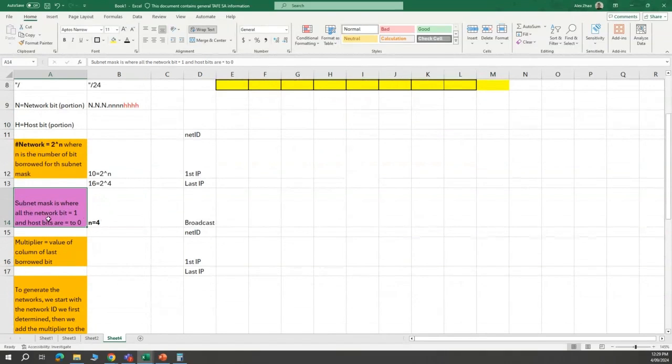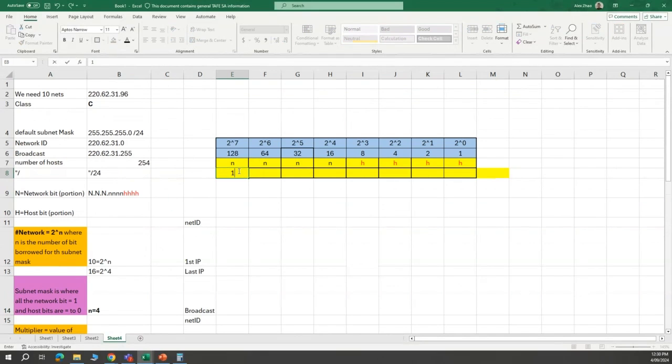And basically, the definition of subnet mask is where all the N bits are equal to 1 and all the H bits are equal to 0. So wherever there's an N, we put 1, 1, 1, 1, and wherever there's an H, we put 0, 0, 0, and 0. Hopefully that's not upsetting anyone. Okay, so what is that as a subnet mask? We convert this binary number into a decimal number. It's 128 plus 64, 192, plus 32, 224, plus 16, 240.